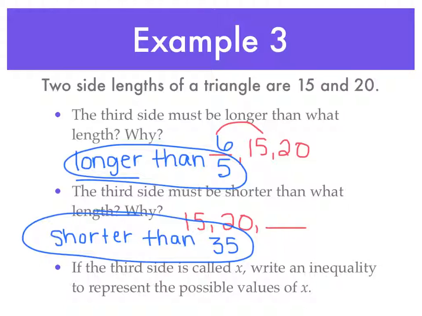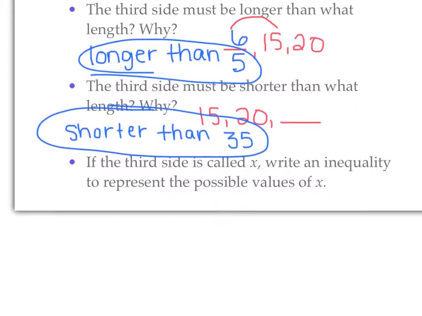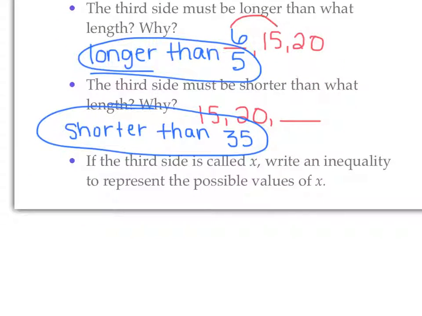And so the last question says, write an inequality to represent that. Now, I'm going to show you how to do this. I know you haven't done a ton with inequalities because we haven't done algebra yet, but I want you to know that every one of your answers is going to look the same way. How did I get that shortest side, by the way? What did we do with the numbers to get 5?